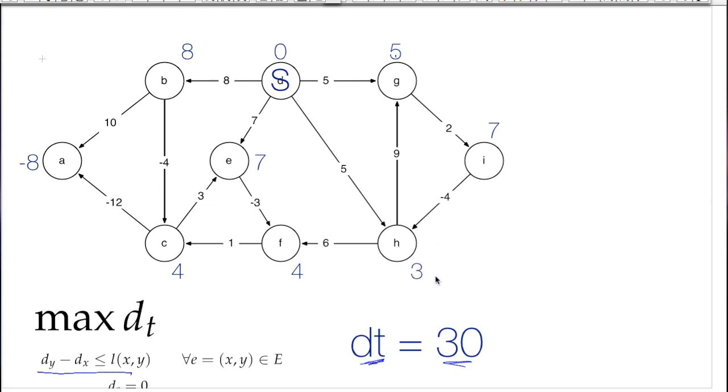For example, suppose I try to make this number 5, because certainly in this particular case, the distance between 5 here and 0 is, if I assign it 5, certainly going to be less than this particular 5. But on the other hand, I can't assign this value 5 because between i and h, di is 7, and dh is 5, so 5 minus 7 will be -2, and -2 is not smaller than -4.